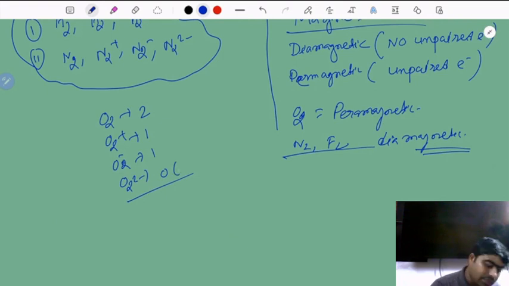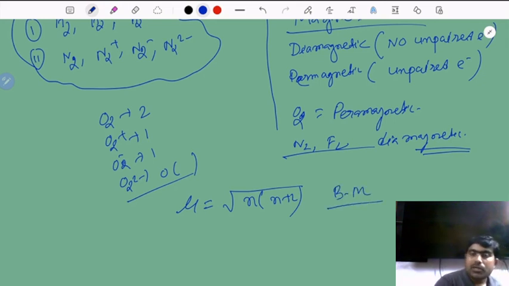Now, how can we calculate the value of the magnetic behavior? We can calculate it with one formula: mu equal to root over of n into n plus 2. Using this we can calculate the magnetic moment, and the unit is Bohr magneton. Understand? Using this we can easily calculate the magnetic behavior of any molecule.